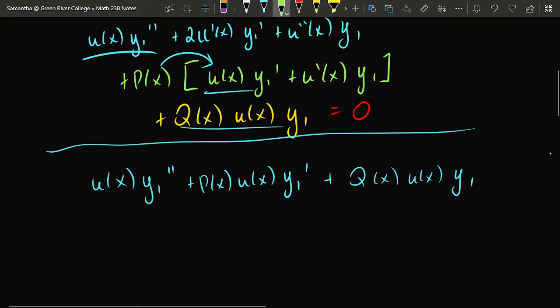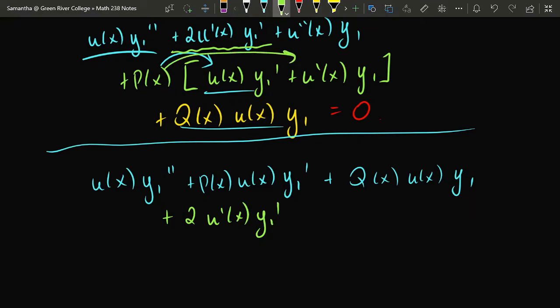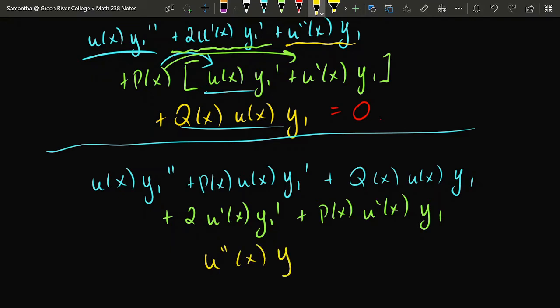Now I'm going to check which terms have a u prime in them. I get a u prime from the second term in the first line, 2u prime y1 prime. And I also get a u prime from the second line, p of x, u prime of x, y1. Finally, there's only one term with a u double prime in it, u double prime of x times y1.